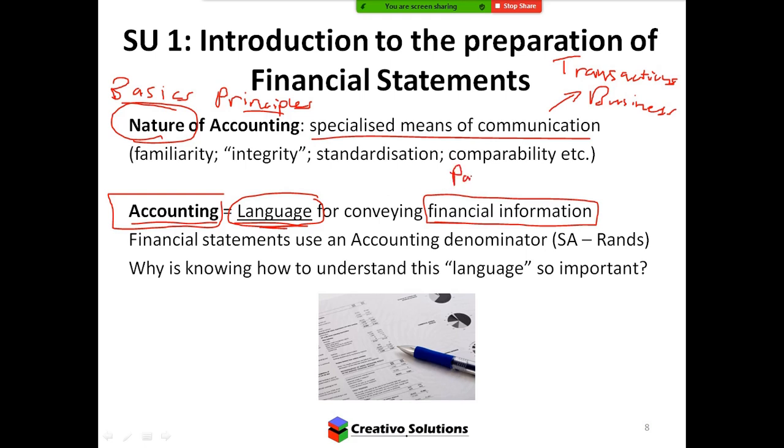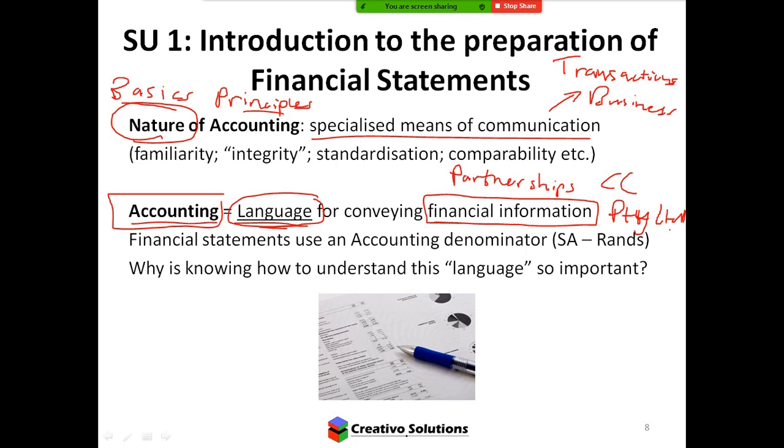So when I deal with a partnership, I'm talking about partners and not owners. If I'm looking at a CC, now I'm looking at members and not partners. If I'm looking at a company, Pty Ltd, now I'm looking at shareholders and not members. So just remember that when you deal with accounting, it's just the vocabulary that's used in different scenarios to convey or to express that financial information to the users that need to make a decision.